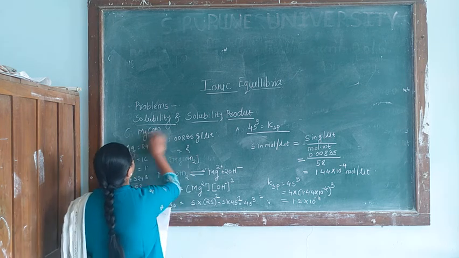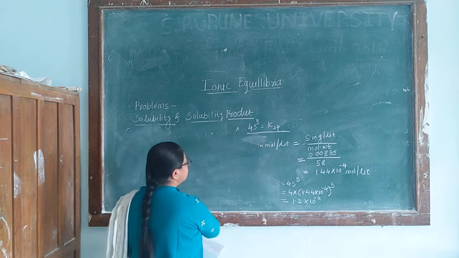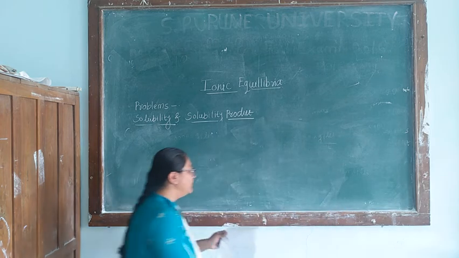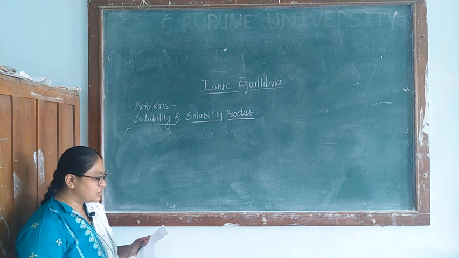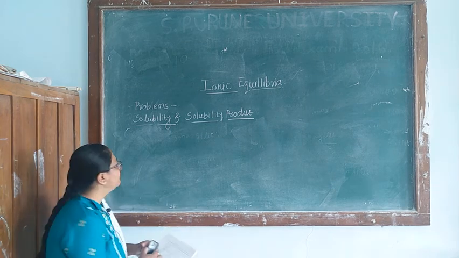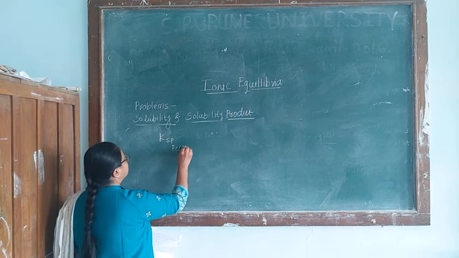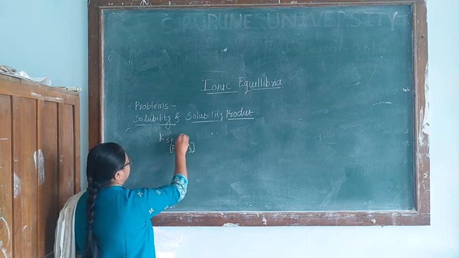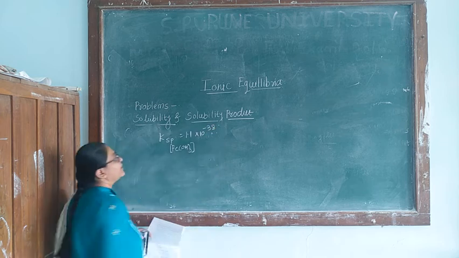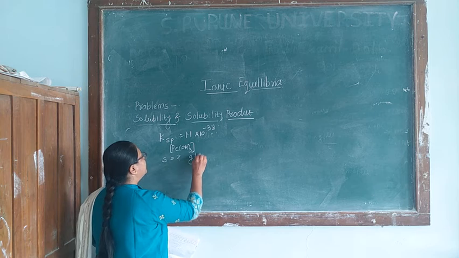The next problem: calculate the solubility in grams per liter. Again we are asked to calculate the solubility in grams per liter of ferric hydroxide in water if its solubility product is 1.1 into 10 to the power minus 38. Solubility product for ferric hydroxide is given, 1.1 into 10 to the power minus 38. And we are asked to calculate S in grams per liter.